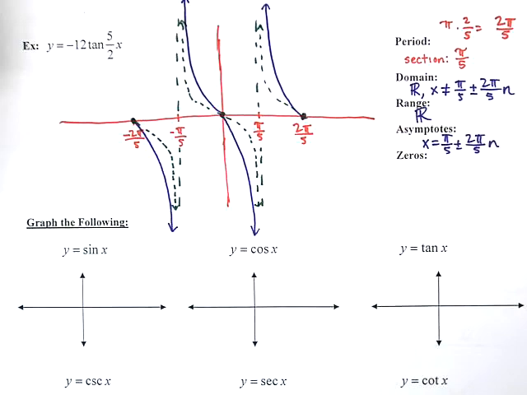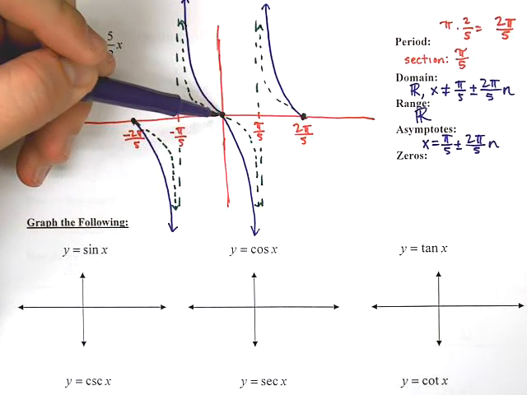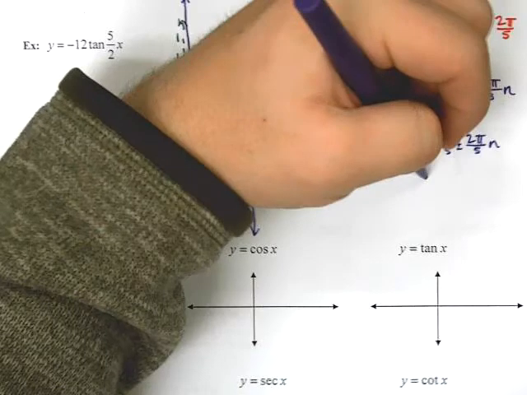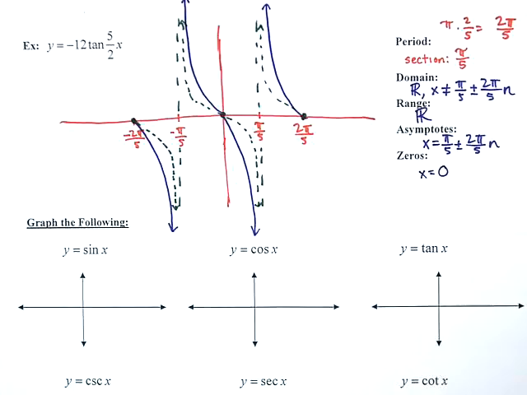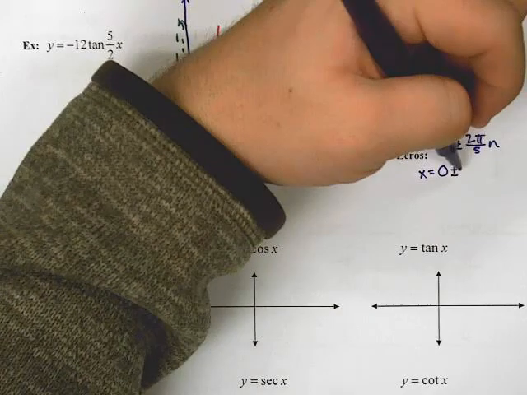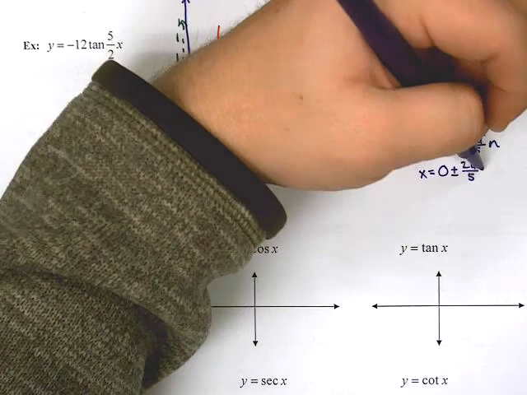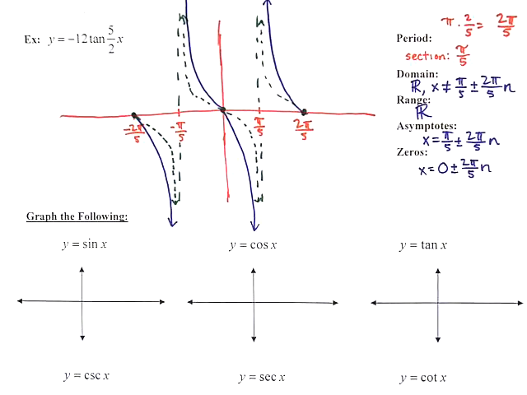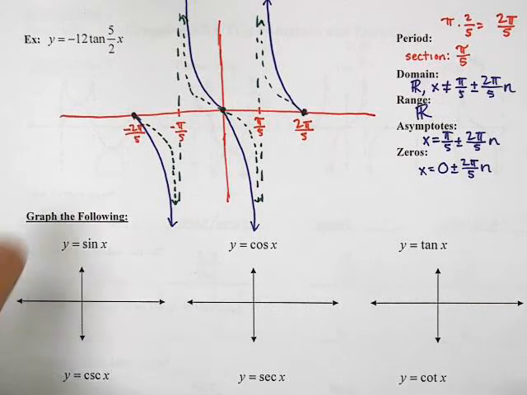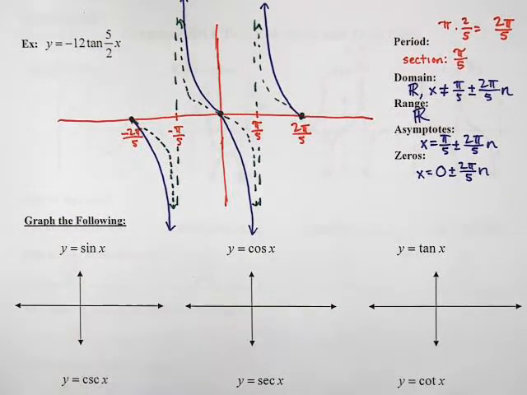And then zeros, we do have a little bit of work to do. My first zero was at 0, so x equals 0. And then I have to add two sections again, or 2 pi over 5 n. Alright, so there is all of the information for that graph. Decent looking picture, maybe not the best graph, but it's doable, and I understand what I'm trying to show with the stretches.